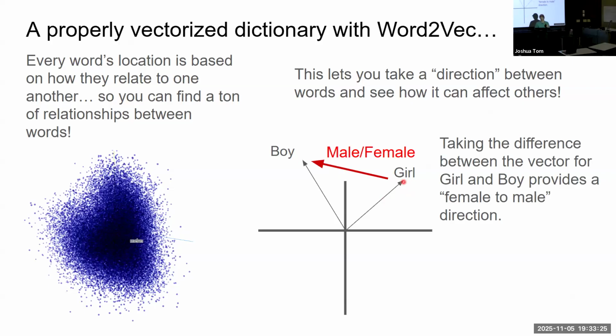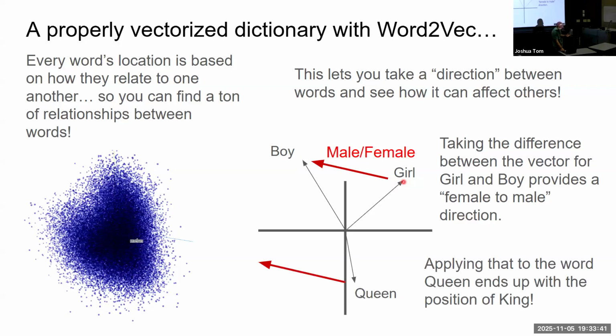In the example of the dog, in the example of barking and meowing, you can say that the difference between where dog and cat is represents what they say or what they output. So you can take this female to male direction and actually apply that to other words. So we have this female to male direction. If we apply it to the word queen, you actually end up with the equivalent in this specific case. So from queen to king.